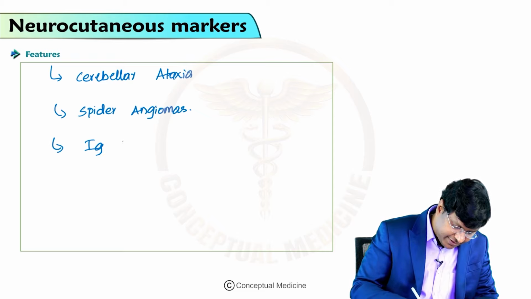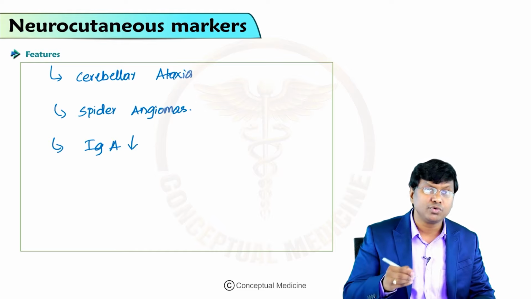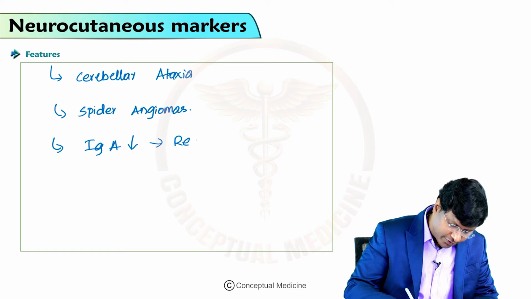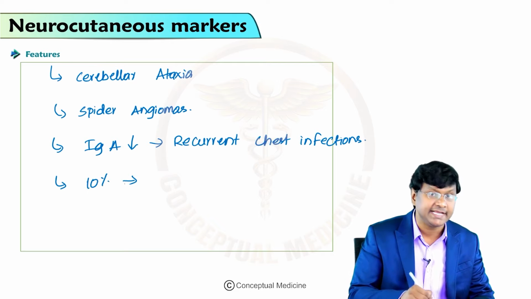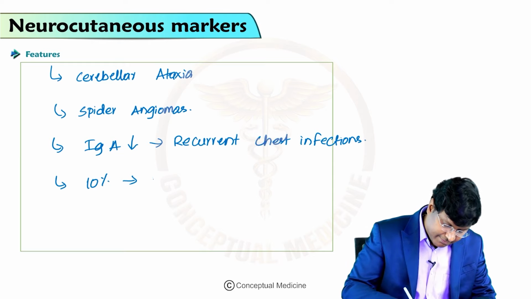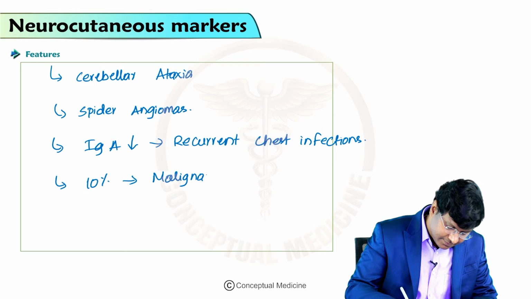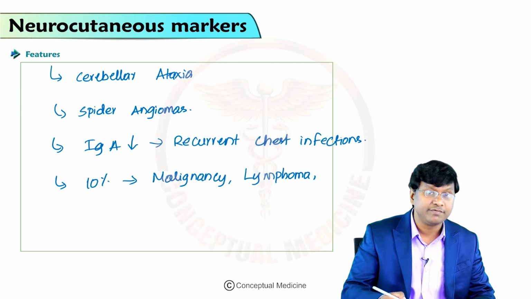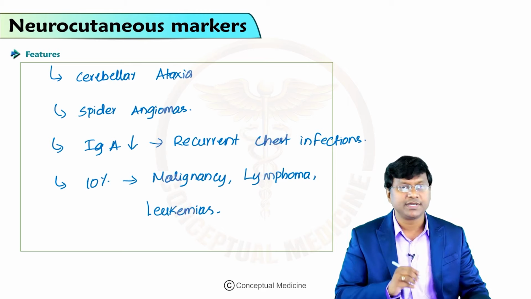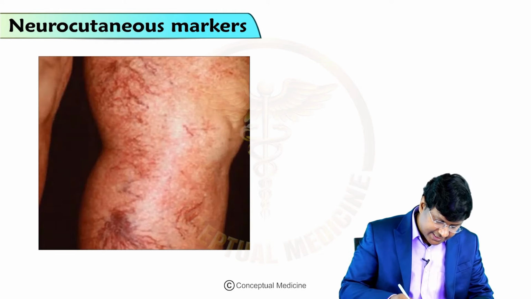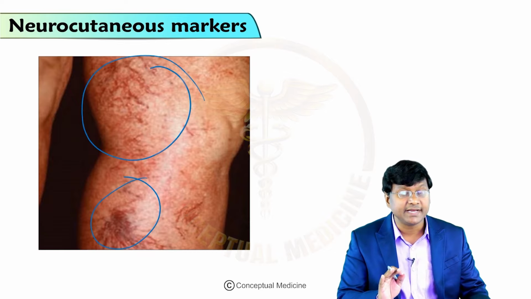And these individuals also have immunoglobulin A deficiency. Because of this immunoglobulin A deficiency, they are prone to recurrent chest infections. And 10% of individuals with ataxia telangiectasia are at risk of developing malignancy, such as lymphoma and leukemia. So that is about your ataxia telangiectasia. And these are your telangiectasias, which are nothing but the spider angiomas.